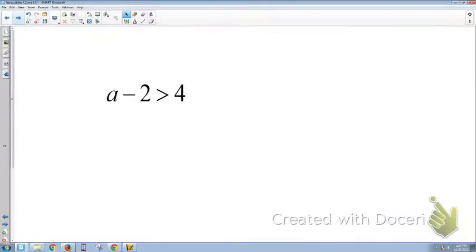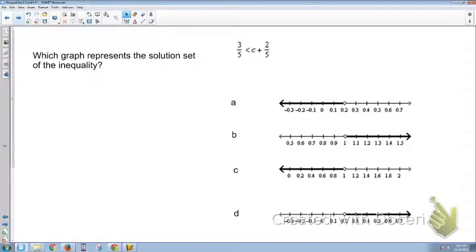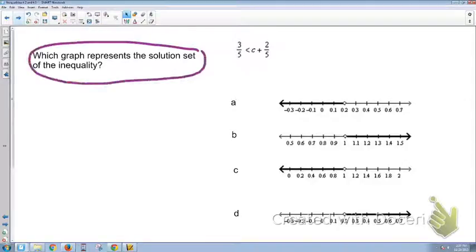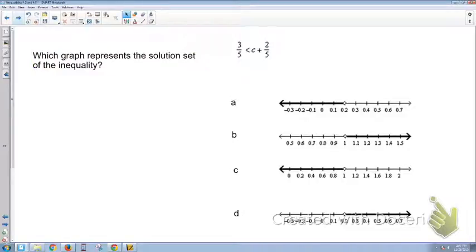And so there's a few things that we were going to cover in class, but I feel like if you've understood those two examples, you'd be fine. Now you're going to get questions like this on the quiz, and it's asking you to just identify which graph is representing the solution set. And you'll want to be careful with this because some students are going to feel tempted to just leave 3/5 and say 3/5 is less than C, but you have to isolate the variable.